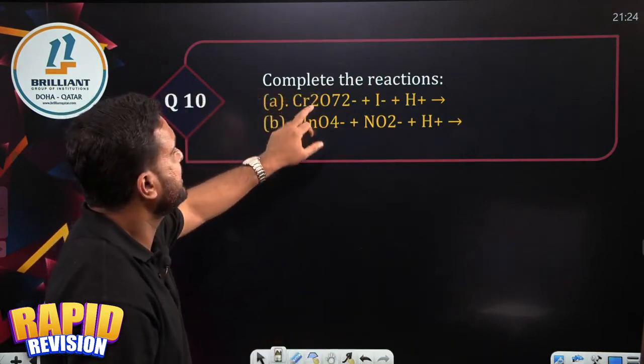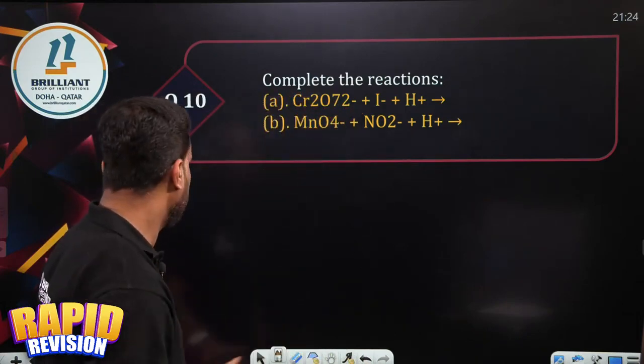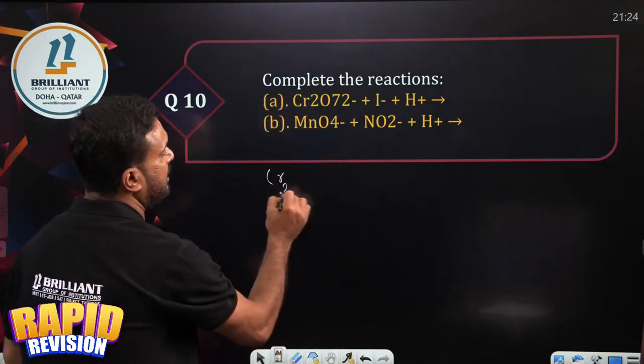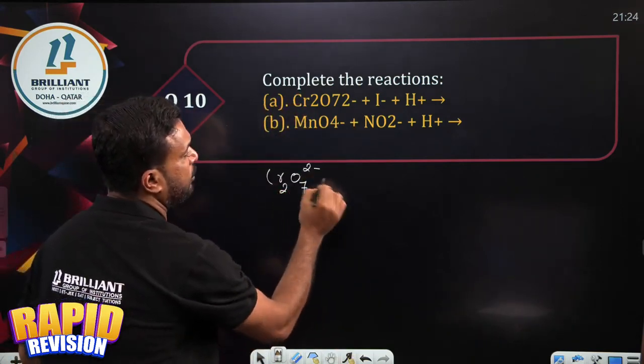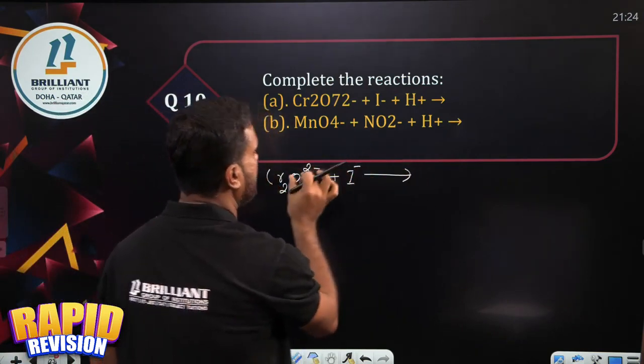Yes, complete the reaction Cr2O7 2-. You know that one, it's a strong oxidizing agent. That is what we learned in the previous question also. They said Cr2O7 2- ion, when it combines with I- ion, you will be getting what?